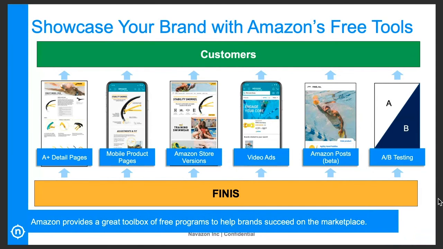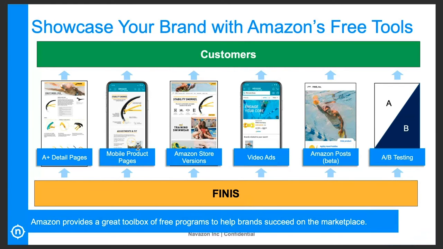On Amazon, there are quite a bit of free tools that are at your disposal. One of the things we were talking about is consistency. Each image on here is a different type of content that you can add on Amazon. There are A+ detail pages, which are more enhanced content. Your detail pages will actually look different in the Amazon mobile app than they will on the website, so understand how they look in each version and make edits accordingly.